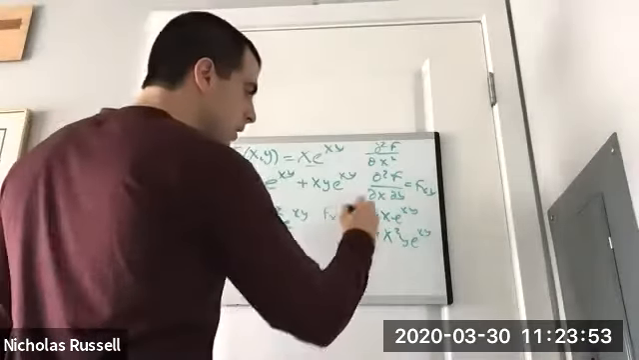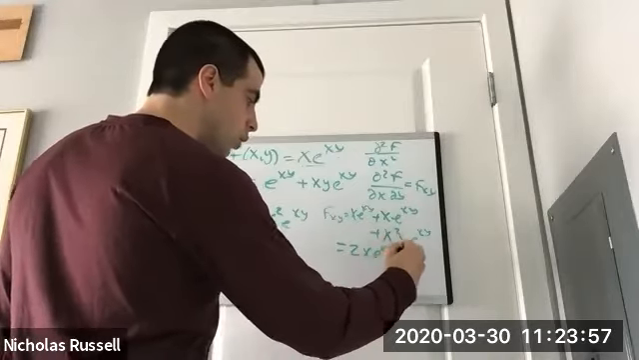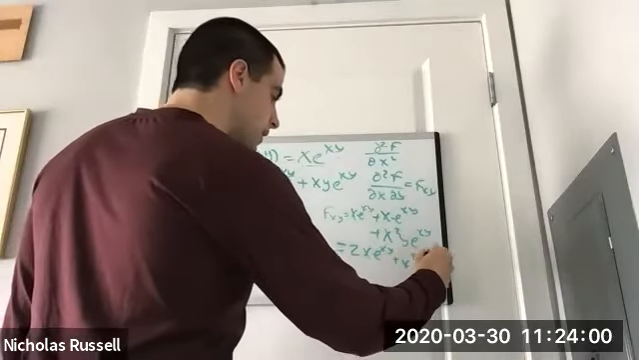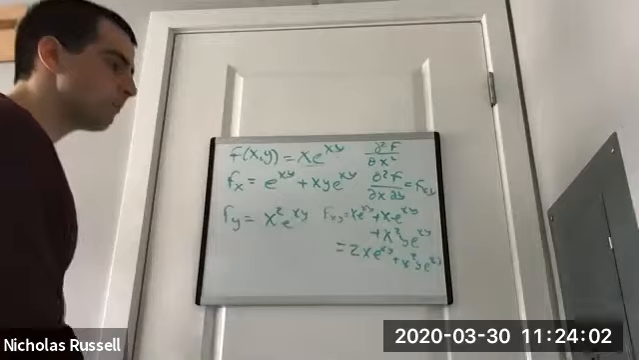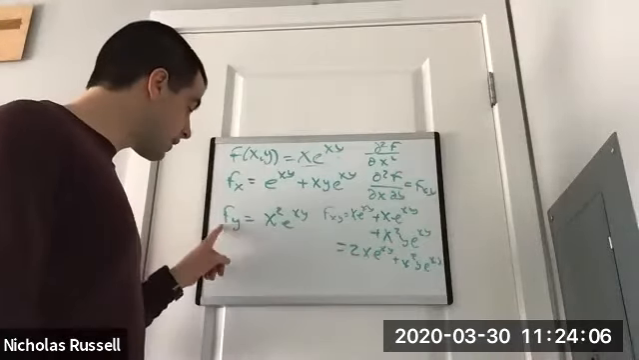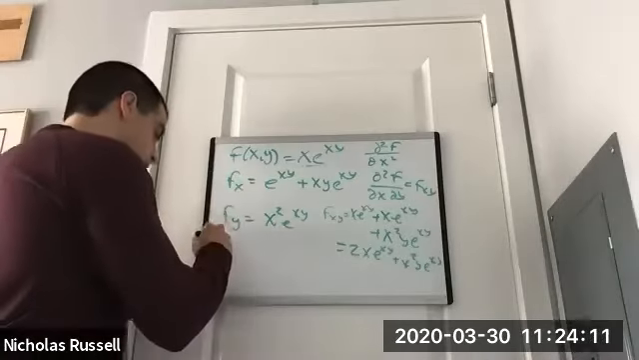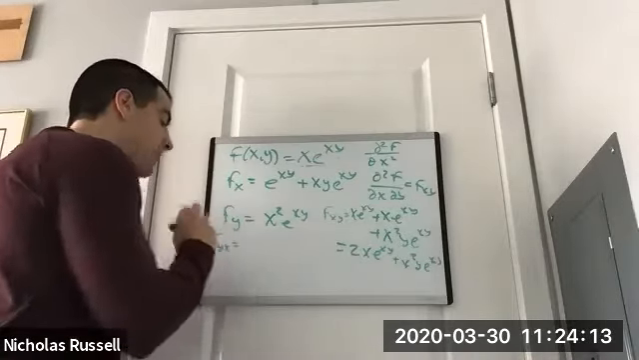I can clean this up a little bit better, and this can be 2x e to the xy plus x squared y e to the xy. There you go, something like that. Now, let's do this guy. Let's take the derivative of this one with respect to x. Let's do fyx.